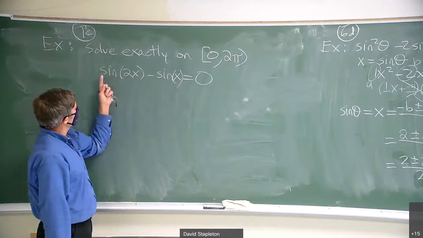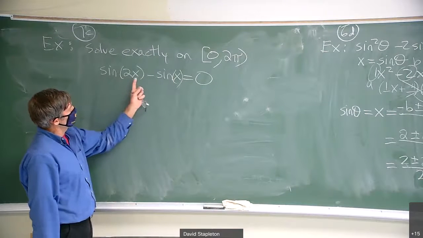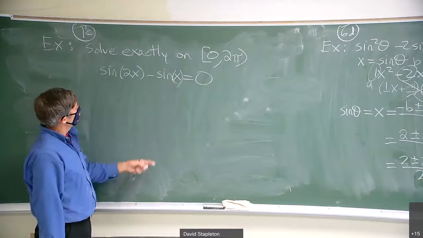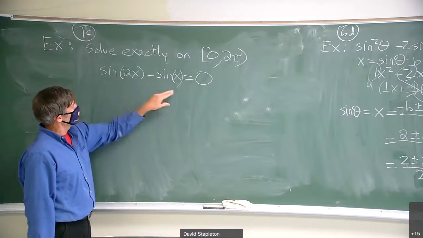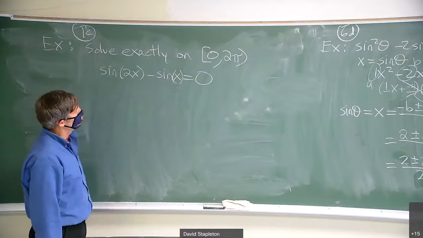It's not a quadratic equation, a sine squared plus b sine plus c equals 0. It's got sine x and it's got sine 2x. It's got two different angles. What am I going to do with that? None of my techniques apply.